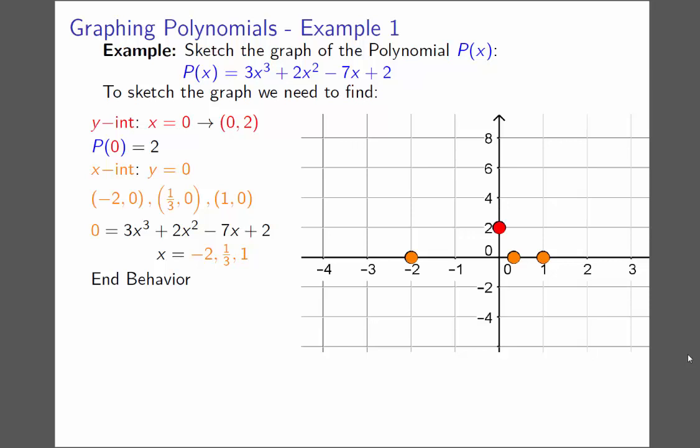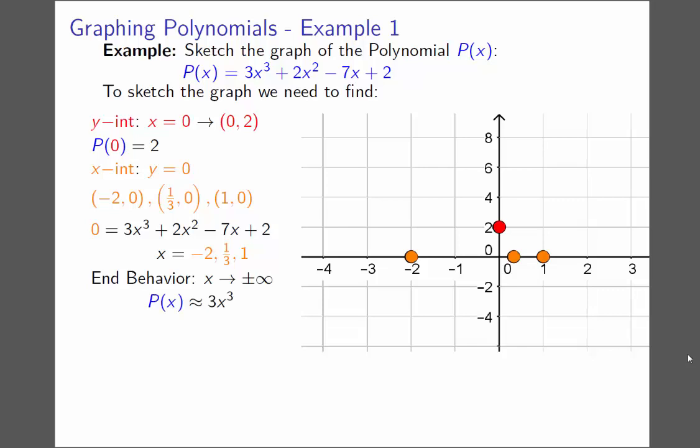And finally, for our end behavior, we need to see what's happening as x goes to plus and minus infinity. Recall, for large values of x, a polynomial acts like its lead term, which in this problem is 3x cubed. Now for x going to infinity, 3 is positive and x cubed is positive, so 3x cubed is positive, meaning that our polynomial is also going to infinity.